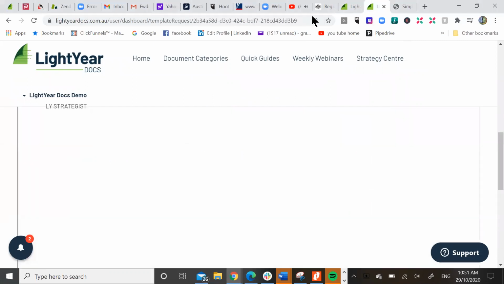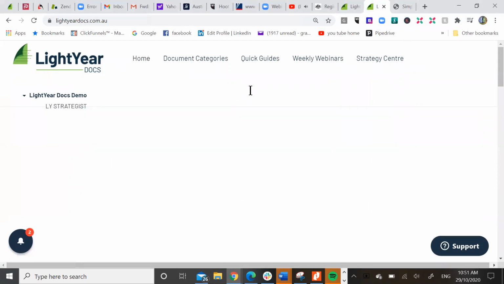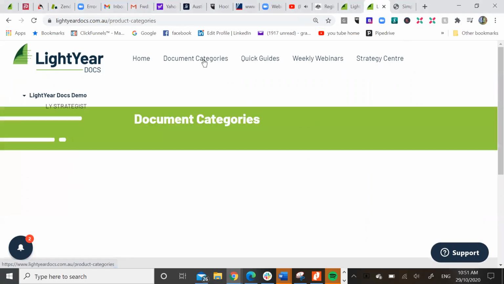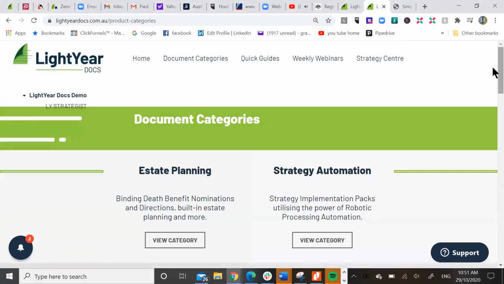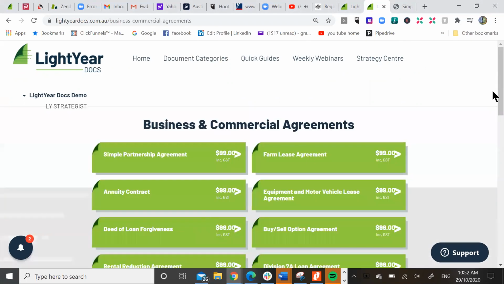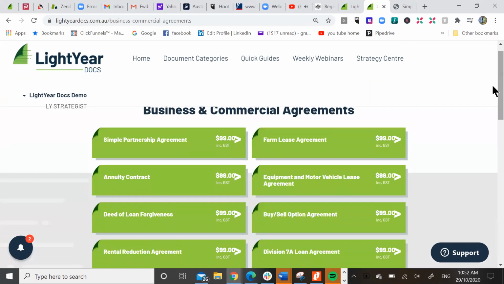I'll take you here. You'll find the simple partnership agreement, when I go into the document categories, is obviously going to be in business and commercial agreements. So when I go down here, we're starting to build up quite a sizable amount of agreements here.